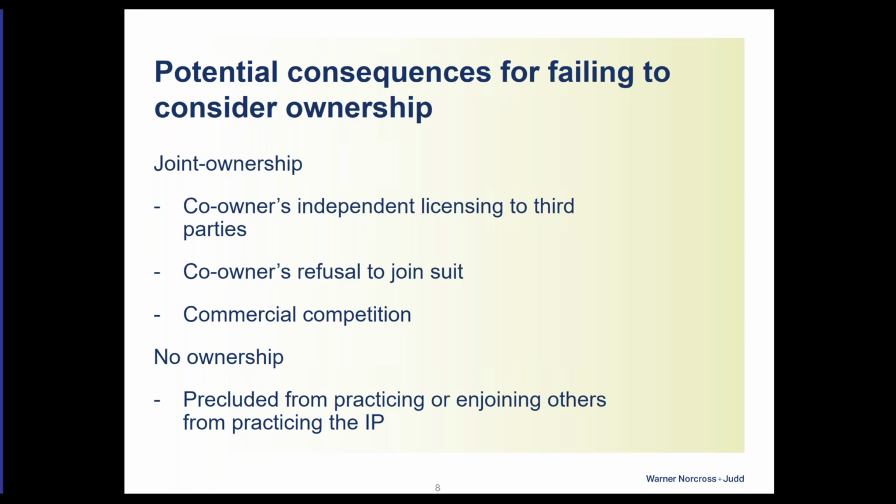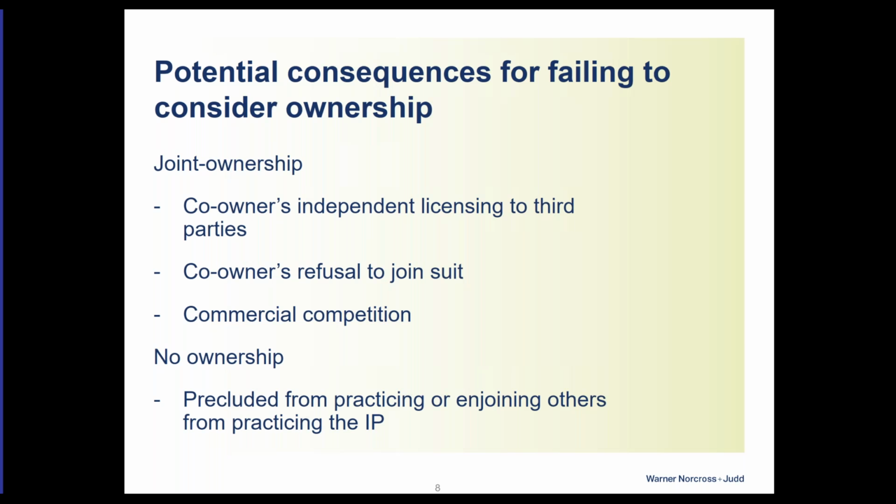Now, potential consequences for failing to consider ownership. One of the consequences may be joint ownership. In some cases, that may be your end goal, joint ownership of IP with another entity. However, you can be in the strongest position when you maintain full ownership. For example, a co-owner may independently license the IP to a third party. That third party may be your competitor and not theirs.